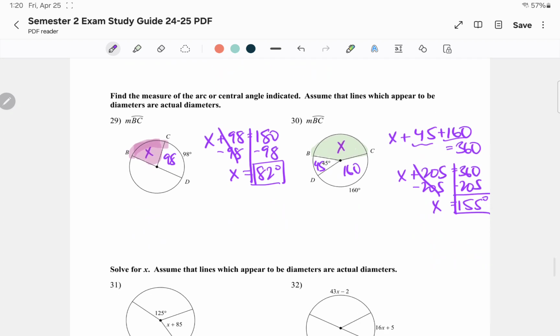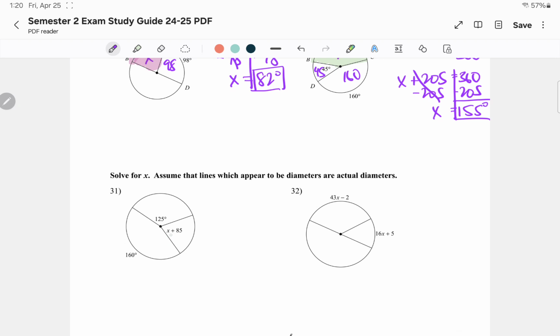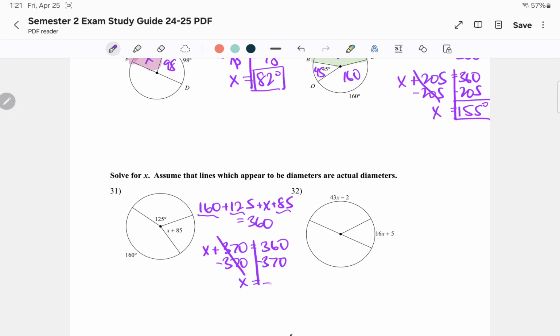All right, and then same concept for 31 and 32. What are they giving us the information for? If you need to highlight and kind of fill it in, that might help. But in 31, right, this is giving us the whole circle again. So it's going to be 160 plus 125. The only difference is that these are going to have expressions now. So plus x plus 85 is all going to equal 360. So I'm going to combine like terms. So I have 160 plus 125 plus 85 is 370. Now don't be alarmed, you can have negative numbers, right? We're going to subtract 370, and we're going to get x is negative 10.